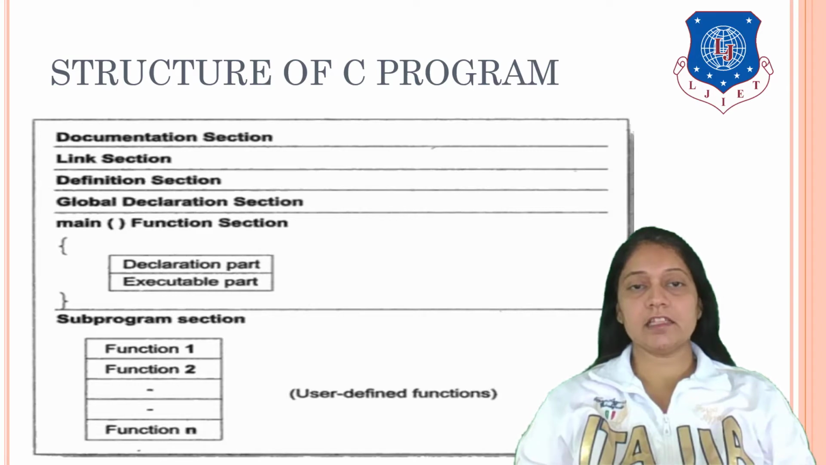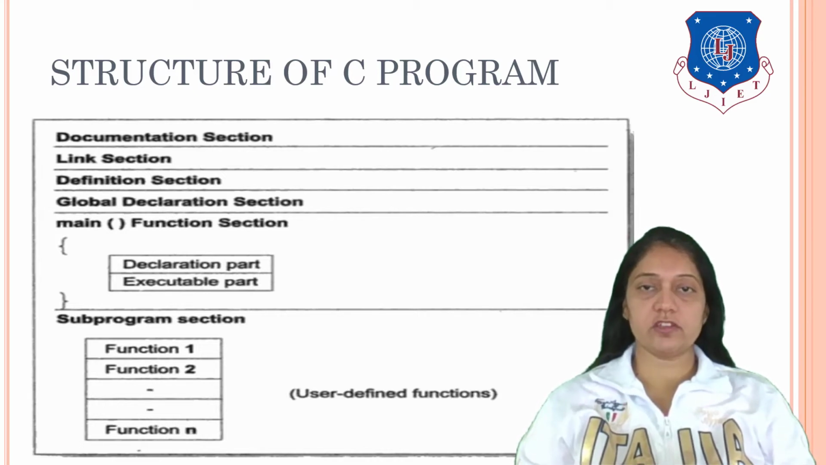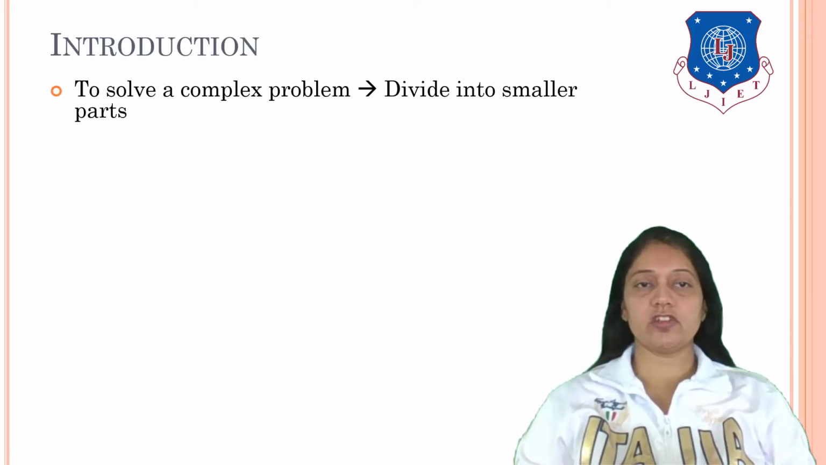As you can see, the last part of the structure of a C program is the subprogram section, which has a number of different functions: function 1, function 2, function n, which are user defined functions. So today we are going to concentrate on this particular part, how to create it and execute it in a program, and why we need it. So we'll start with the introduction of functions.